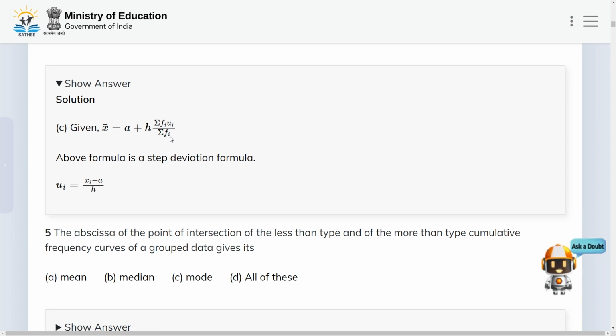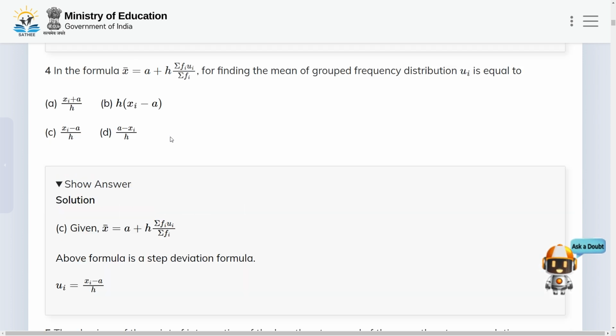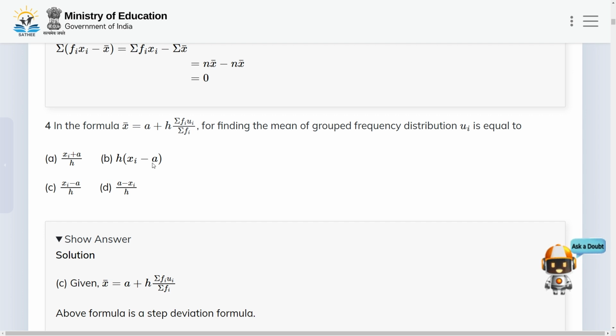Okay, and this is helpful to find the mean of the given data. So given x bar is equal to a plus h times summation fi ui divided by summation fi, and here in the above formula ui is equal to xi minus a divided by h. So ui is equal to xi minus a divided by h, and here the correct answer is option number C. Okay, so now let us move to next problem.